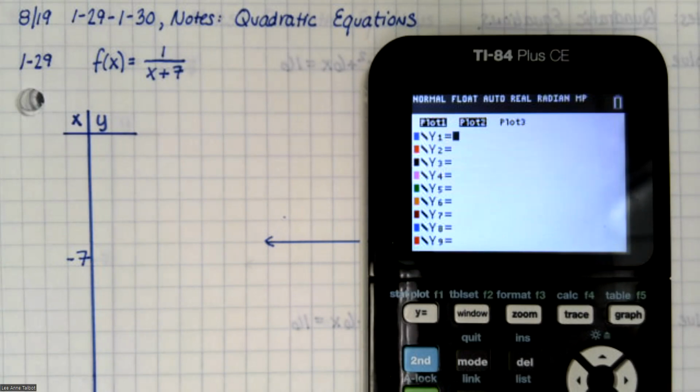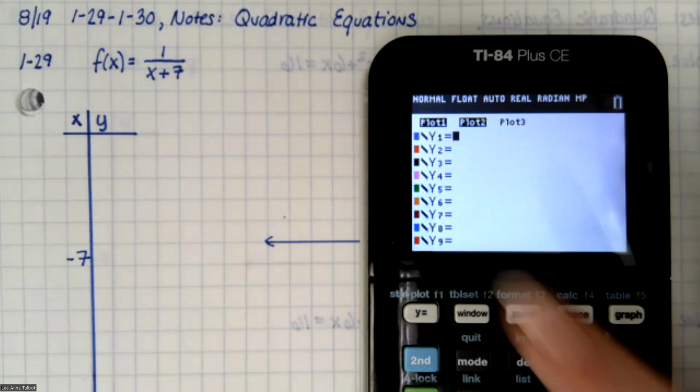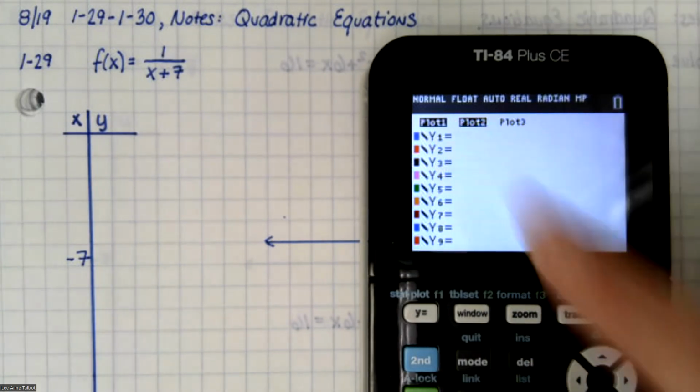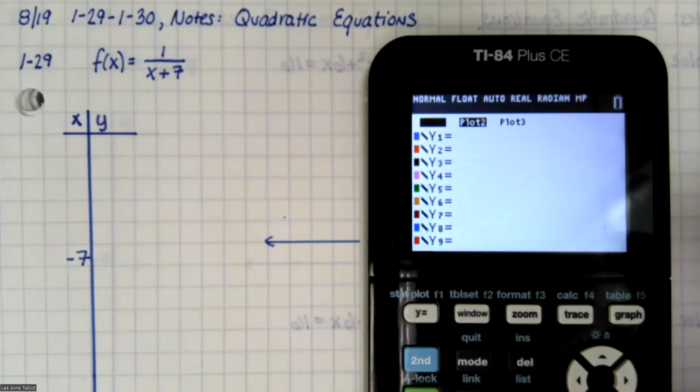You guys see how I have plot 1 and plot 2 highlighted? Okay, you need to make sure that you do not have those highlighted. How do you fix that? You scroll up with the arrow key, and then you hit enter to turn it off, and then scroll over and hit enter to turn it off. Everyone should have plot 1, 2, and 3 not highlighted. There should not be any plots highlighted. Otherwise, you're going to get an error when you try to do it.